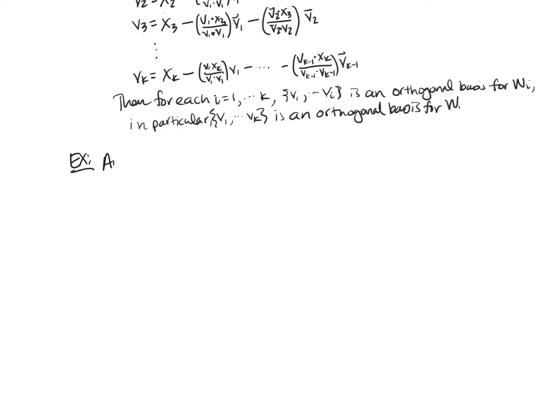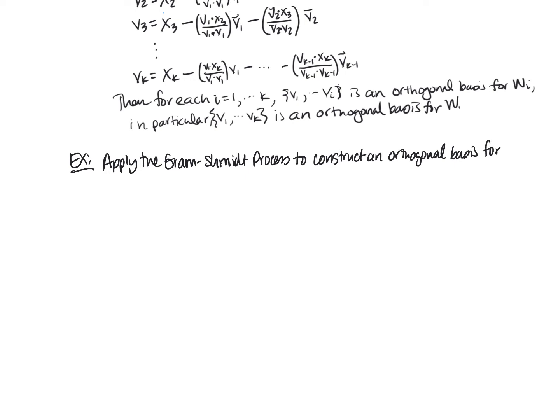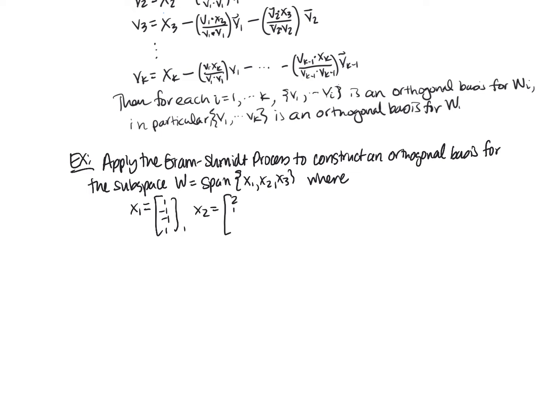Okay, so apply the Gram-Schmidt process to construct an orthogonal basis for the subspace W equals the span of x1, x2, x3, where x1 is (1, -1, -1, 1), x2 is (2, 1, 0, 1), x3 is (2, 2, 1, 2).